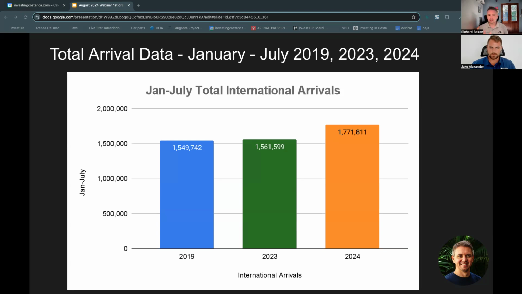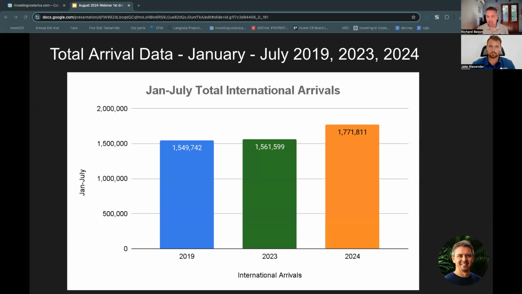Okay, so that's the data there for July for total international arrivals for tourism in Costa Rica. As you can see, there has been quite a bit of growth in 2024, 14% over 2019. People are always asking me, hey, Rich, what's tourism going to look like in 2024 and 2025? For 2024, I think you're going to look at anywhere from a 15 to 20% increase over 2023. And then going into 2025, I think you're going to start to see a 10% increase year over year there. I don't see that stopping.